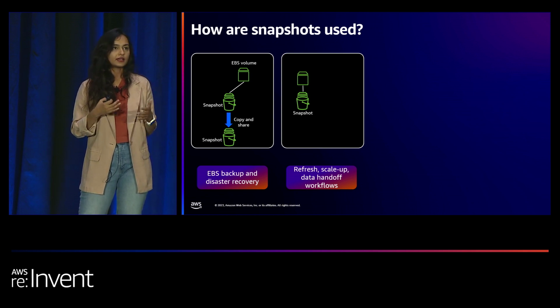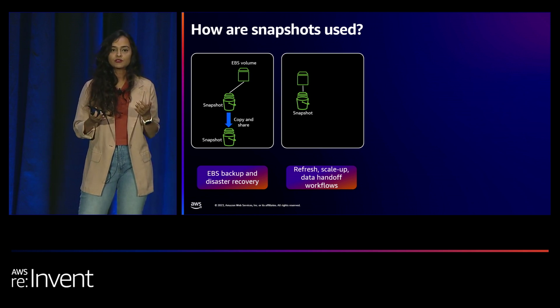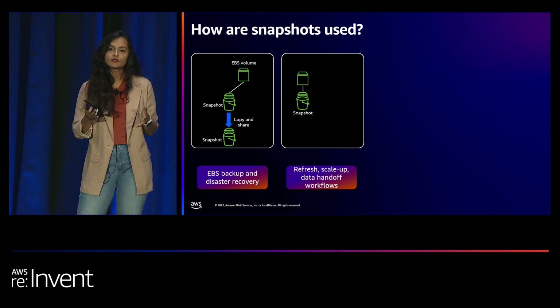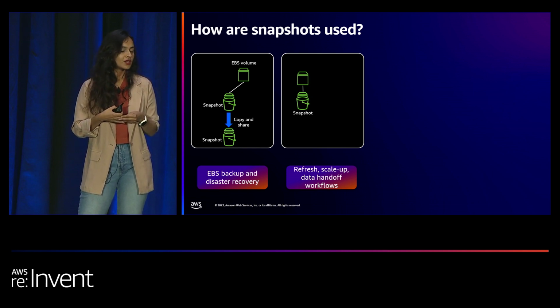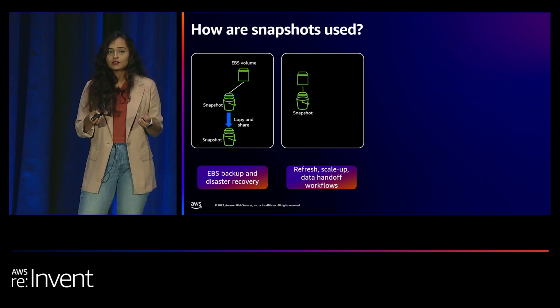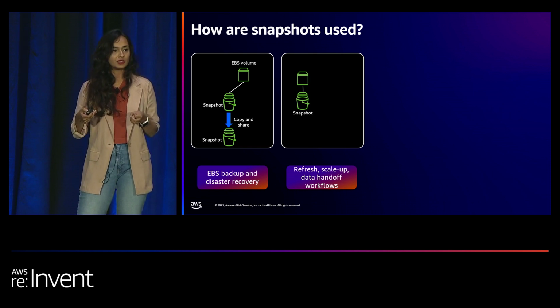This AMI might have the latest security patching, and it might have approved agents for logging and monitoring purposes. So snapshots are very useful for distributing these AMIs to the rest of the accounts within an organization.